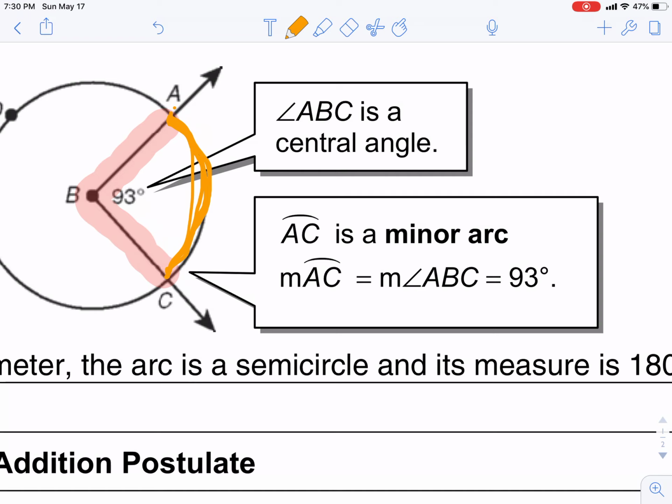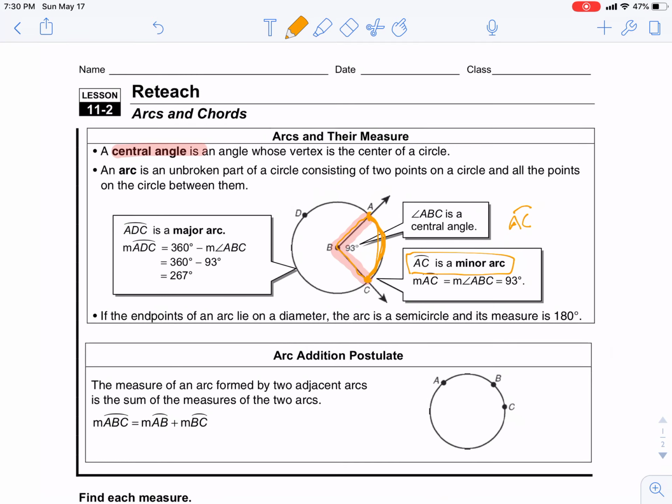So the arc measure AC, and the way we show arcs is from what point to what point, and we throw that little arc on top. The central angle is equal to the arc. So if I know that this central angle is 93, the two spots of that angle that intersect the circle, so we intersect at A and C, so that arc measure from A to C is the same exact measure as angle B. Okay? Those two have the same measure.